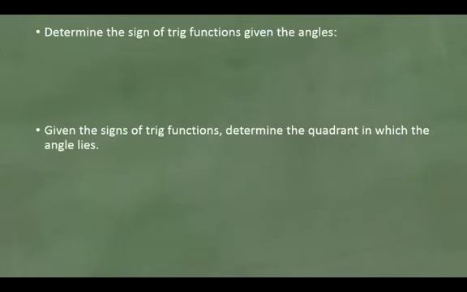Determine the sign of the trig functions given the angles. So if I gave you that angle is equal to 170 degrees, what would be the sine of theta? Not the value, but what should it come out to be, negative or positive? What about cosine theta? Negative or positive? What about tangent theta? Negative or positive? Well, 170 degrees is not quite all the way up to 180. It's a little bit under 180. There we go.